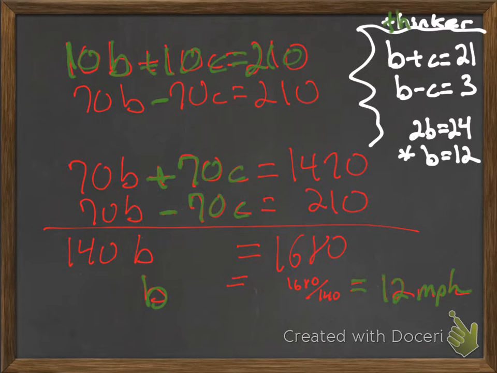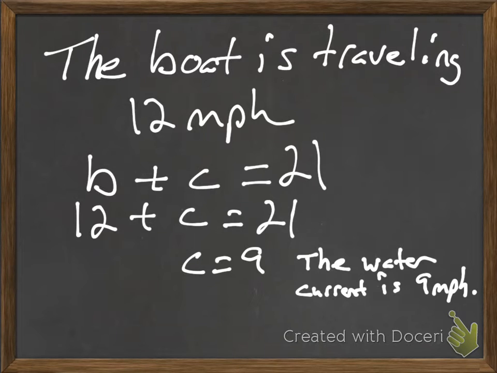If you were a thinker, you may realize that you can go ahead and simplify your two equations, in which case now you just have b plus c and b minus c, and we could solve this for b after eliminating the c's and also find our 12 miles per hour. This was convenient since we were able to divide the first equation by 10 and the second equation by 70. The boat is traveling 12 miles per hour.